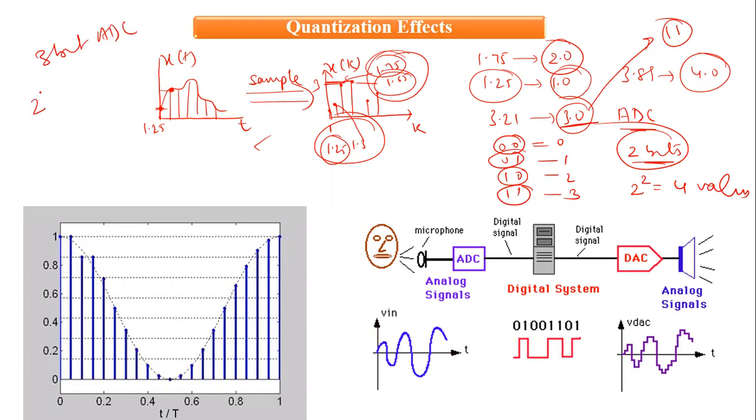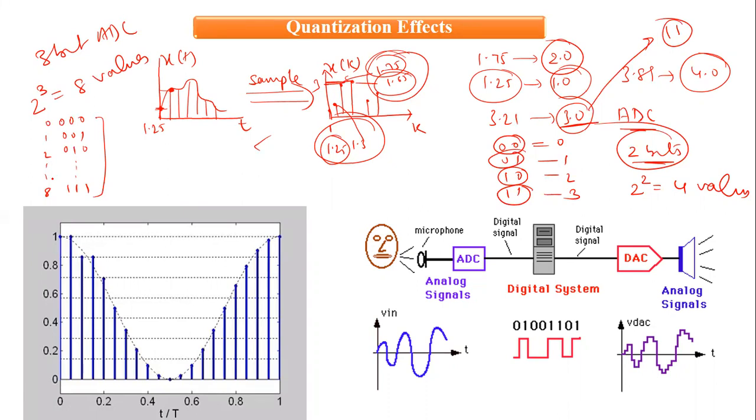the resolution is 2 raised to the power 3, that is 8 values. So in that case, we have 000, 001, 010, and so on, and 111. So this is 0, 1, 2, and so on, and the eighth value. So that means if the bits are increasing, the resolution is increasing, and the more the resolution is, the more will be the samples, right?